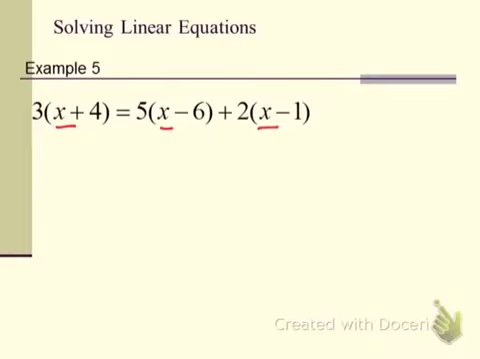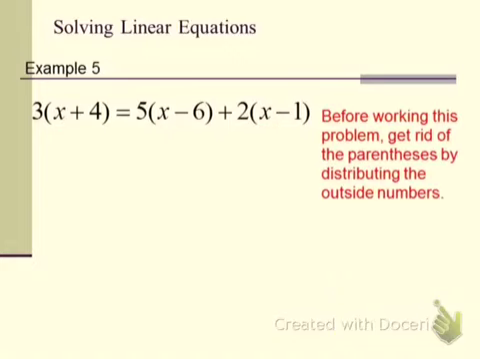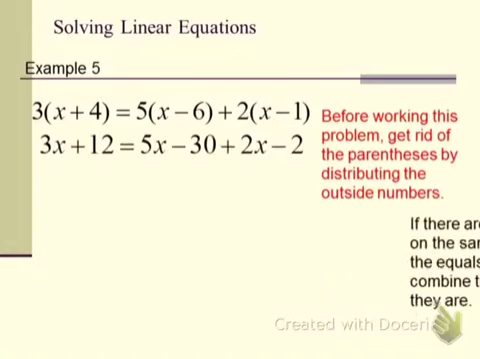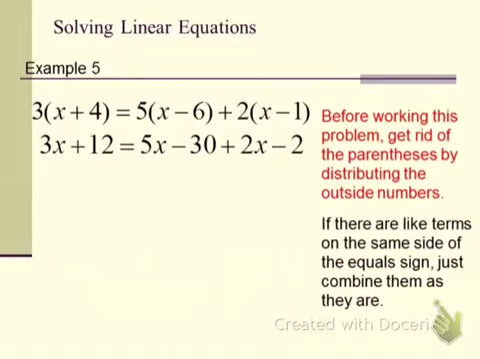Right? And we use the distributive property to get rid of parentheses, and that distributive property is going to look like that. Now we have to be careful with positives and negatives, making sure that every time we multiply we're obeying our integer rules for multiplication. So now I have 3x plus 12 equals 5x minus 30 plus 2x minus 2, which is still a pretty complicated mess, right? Well, you just got to combine 5x and 2x.